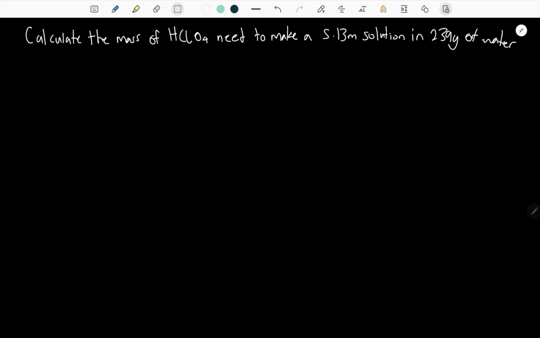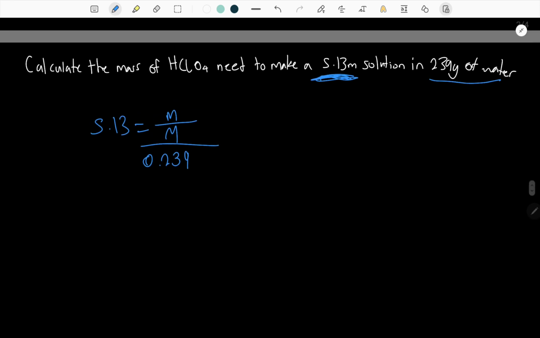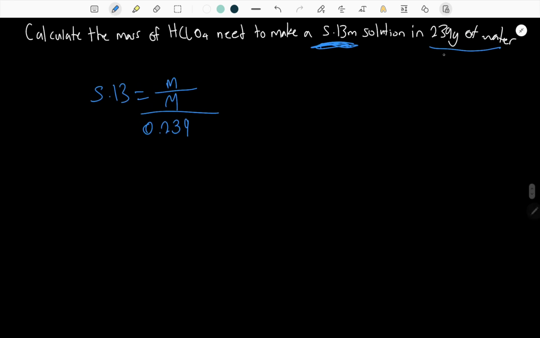Here is another example question on molality. Here they're asking you to find the mass of HClO4 by giving you the molality. The formula is going to be molality equal to the number of moles, which is the mass, which we need to find, over the molar mass of HClO4. Just write m for now, divided by the kilograms of the solvent. This is 239, so just divide by 1000. A common mistake students make in molality is that they take the entire solution, but it's only the solvent.